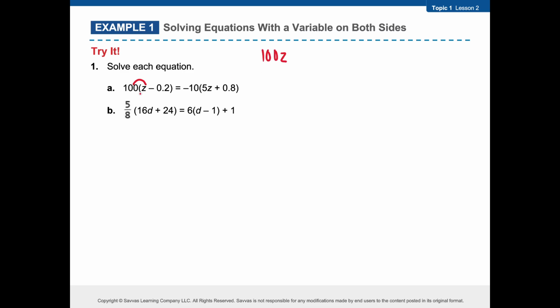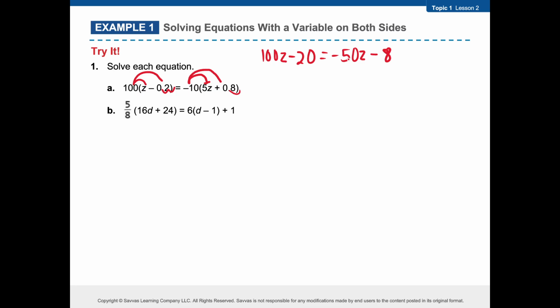100 times z, 100z, 100 times negative 0.2. Remember when you're multiplying by 100, move the decimal place over twice. So that would be minus 20 equals negative 10 times 5z, negative 50z. Negative times a positive is negative. I'm multiplying by 10, I just move over that decimal one space. Minus 8.